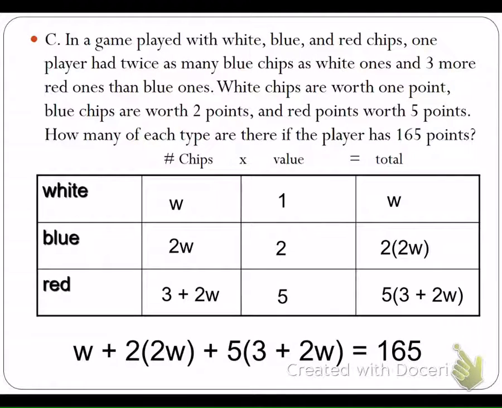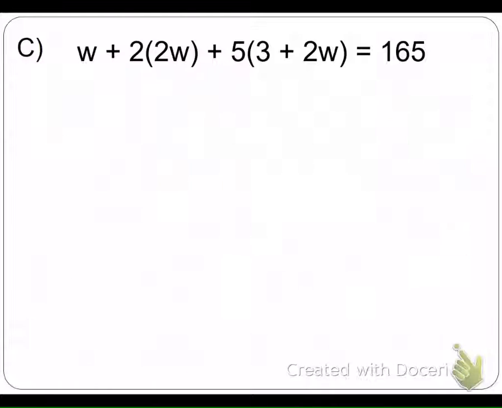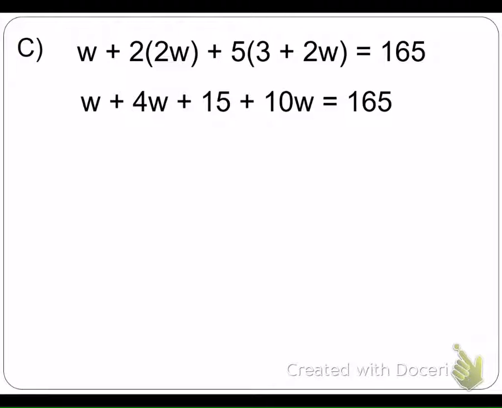Was that as hard as you thought it was going to be? Yes. No. All right, let's go through and multiply. So the W is just fine. What's 2 times 2W? We already talked about it. 4W. Distribute the 3, so we have 9 plus 6W. Still equals 165. We got lots of like terms. How many W's do you end up with?